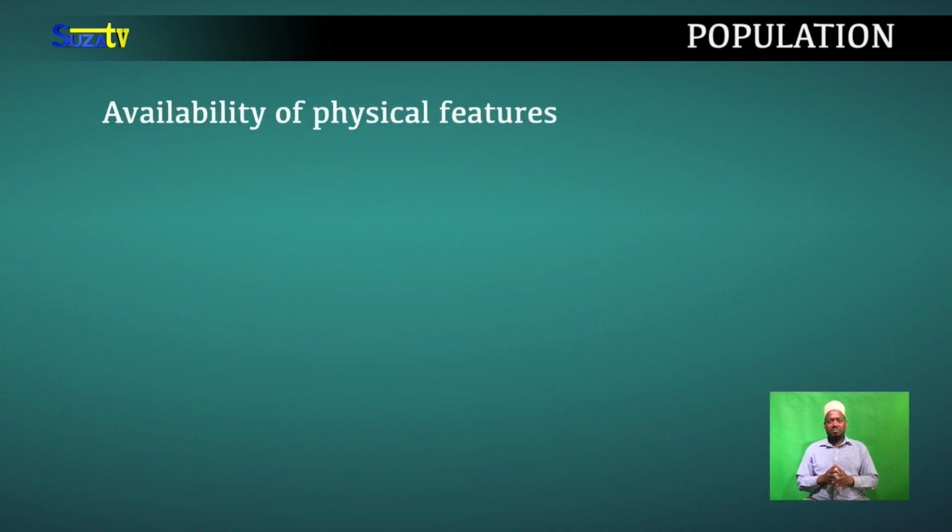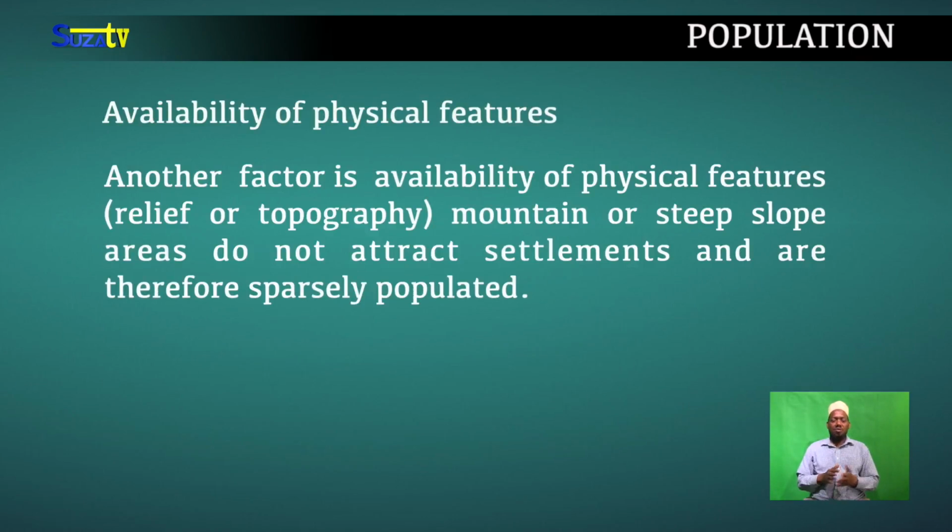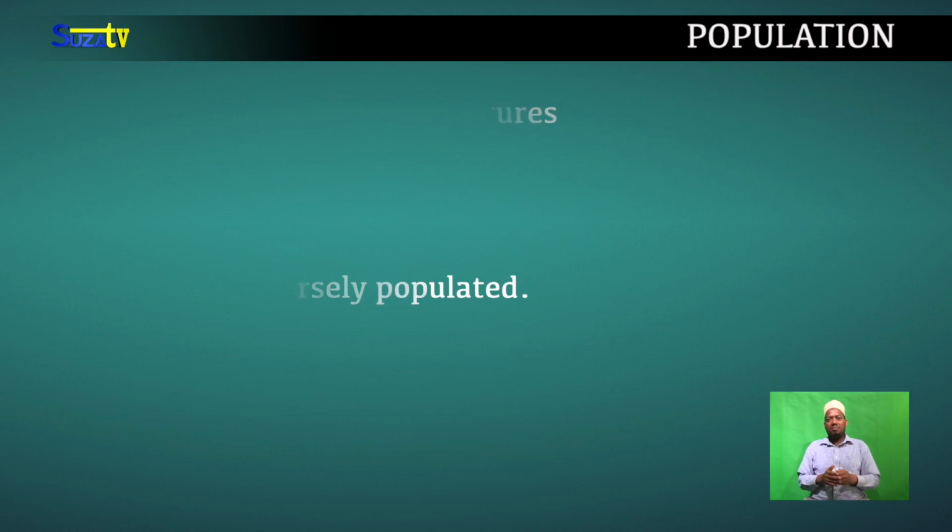My dear students, another factor is the availability of physical features. When we talk about physical features, I mean relief or topography of the land. Mountain or steep slope areas do not attract settlement and are therefore sparsely populated. If a mountain is very steep, people cannot be attracted, because such an area discourages agricultural activities and infrastructure. There is no agriculture on the steep slope, and no infrastructure such as roads, because the land is rugged.